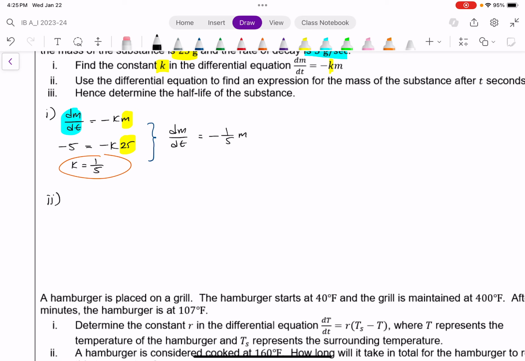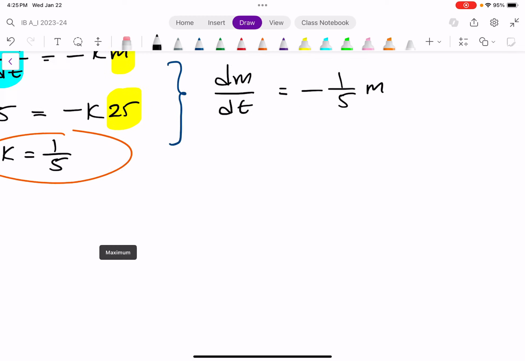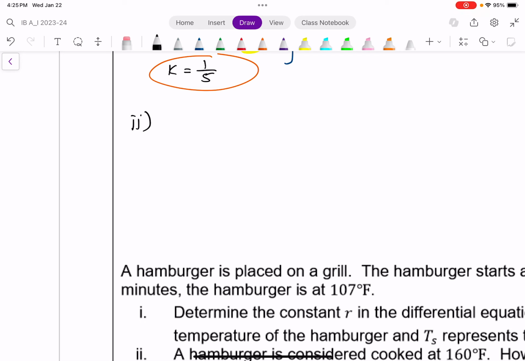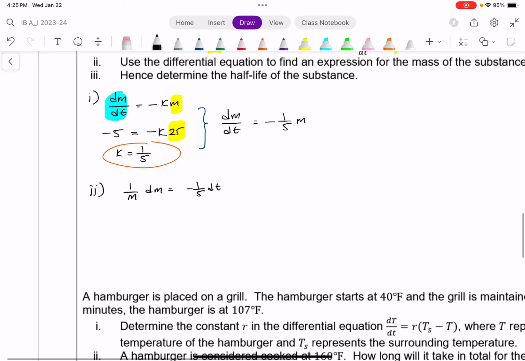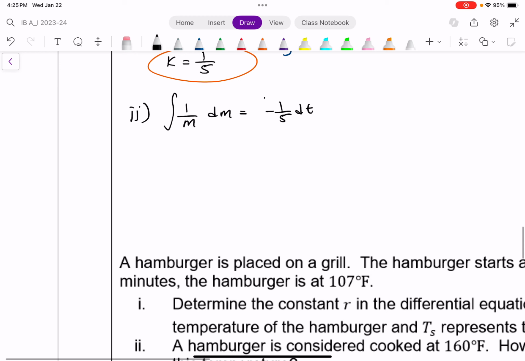And so first I need to separate the variables. Looking at this, to separate the variables, I want to divide both sides by m, and then multiply both sides by dt. And we should pretty quickly get to something like this, where I have 1 over m dm equals negative 1/5 dt. That's taking the equation there, dividing both sides by m and multiplying both sides by dt. I want to integrate this right away, so let's integrate this.